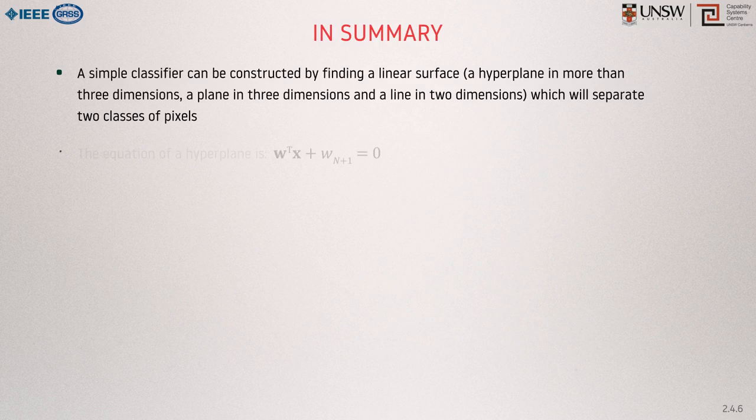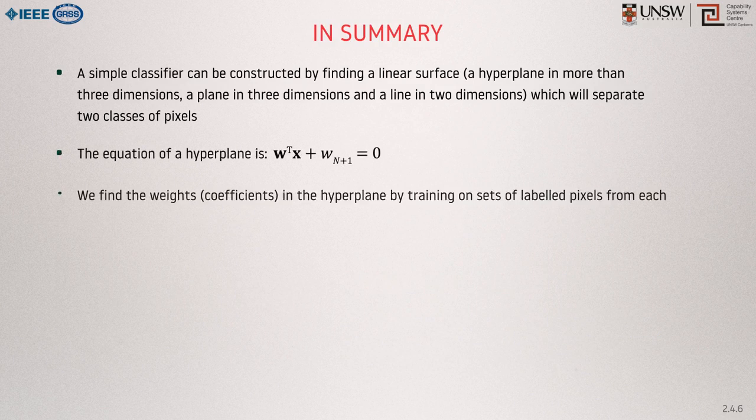So in summary, a simple classifier can be found by putting a linear surface or hyperplane between the two classes of pixels. The equation of the hyperplane expressed in vector analysis is simple. The unknowns in that equation are the weights, which we find by training on sets of labelled pixels from each class.